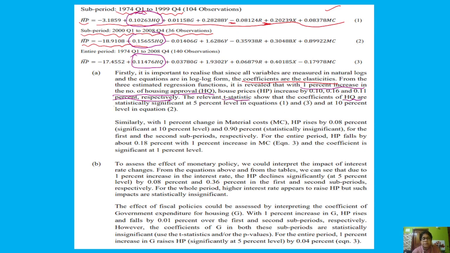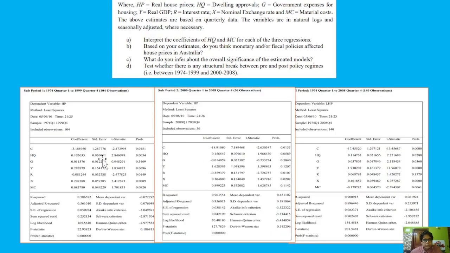Okay, and then you have to look for the t statistics of these values, that the coefficient of the HQ are statistically significant at 5% level in equation 1 and 3 and at 10% in equation 2. So what they are suggesting is that we have to look for the t statistics of this HQ variable in the equations. So let's see the results actually. So here the t statistics of HQ, this one, significant for the first period, HQ, this one t statistic, and that is 0.05, and HQ here, this is 0.02.